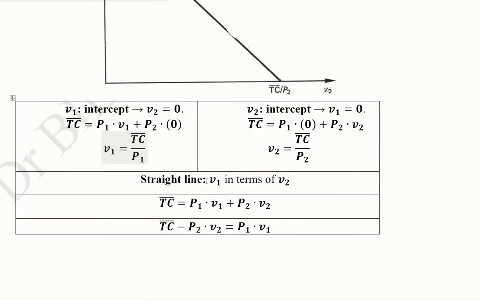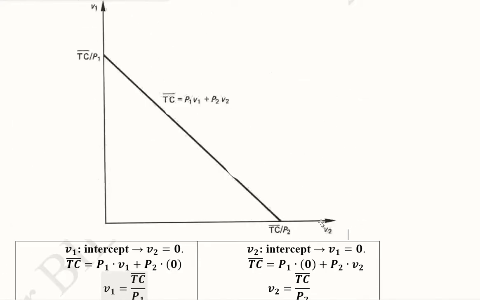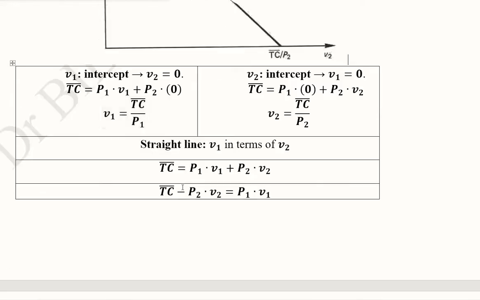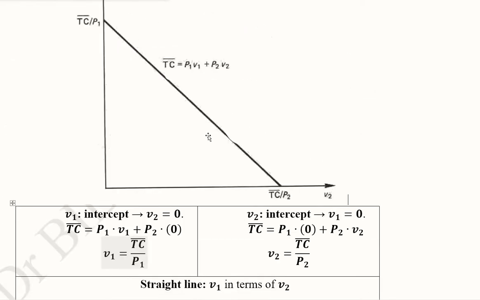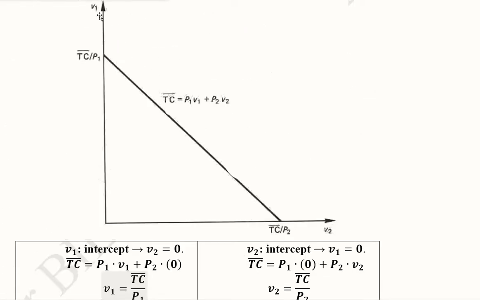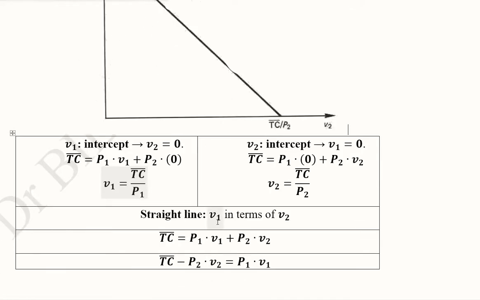Now we have another way of writing this isocost line, because in this isocost line there are two variables on the x and y axis, for instance V2 and V1. So we consider them both, V1 and V2. What if we want to write V1 in terms of V2? Because in a function we write the dependent variable in terms of the independent variable. So we are trying to do the same, that is V1 as a function of V2.